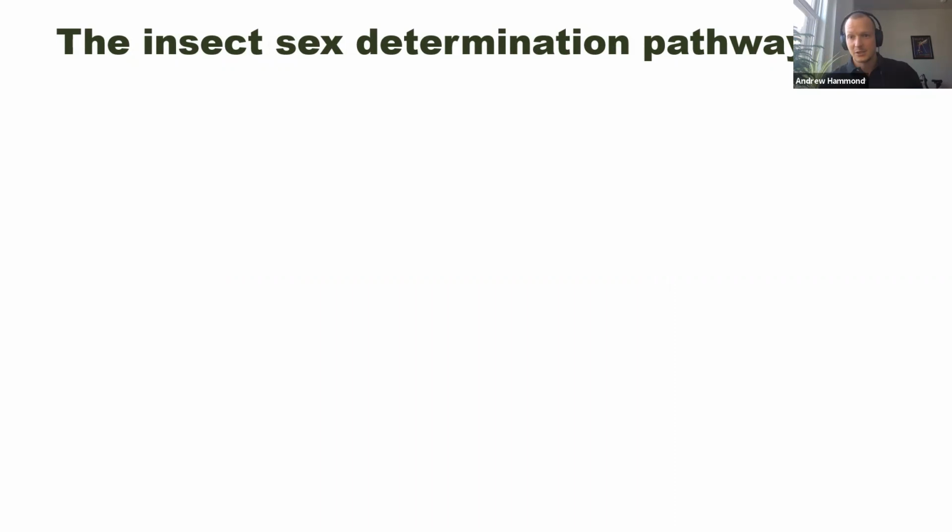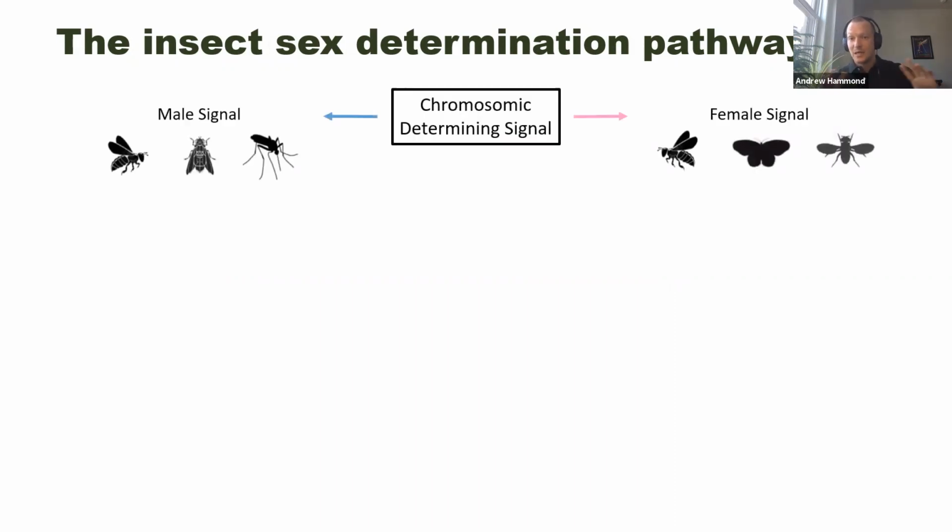I'm going to talk about the insect sex determination pathway. So mosquitoes, when they're choosing whether to become a male or female, they have an initial chromosomal determining signal, and that's very different between different insect species. So it could be whether you have a Y chromosome, it could be the number of X chromosomes, or it could be the presence of a single gene, which may be on even an autosome.